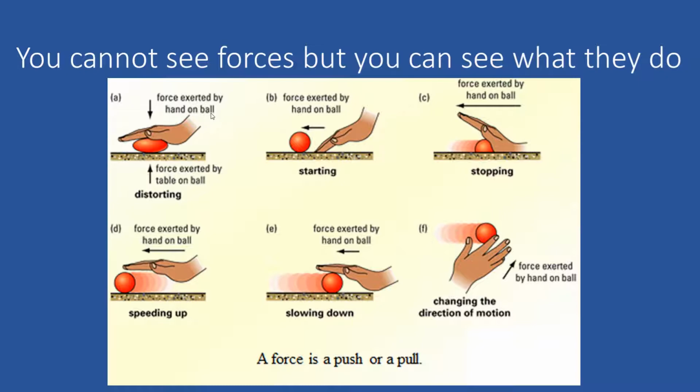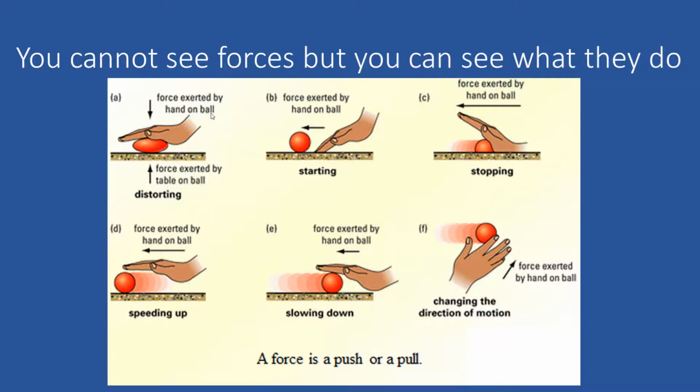Now the third effect, a force exerted by a hand on a ball, stopping a ball. If the ball is in motion, and I stop the ball, I exert a force. So stopping is not only for a ball, but for any object in motion; it is an effect exerted by a force.